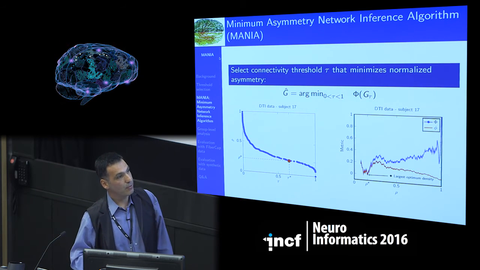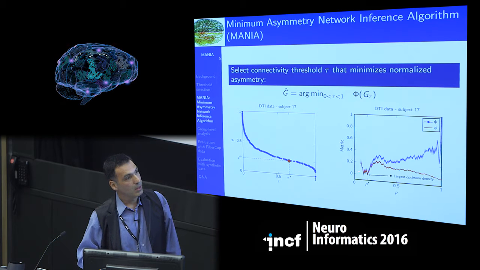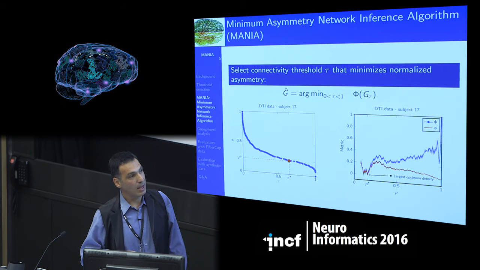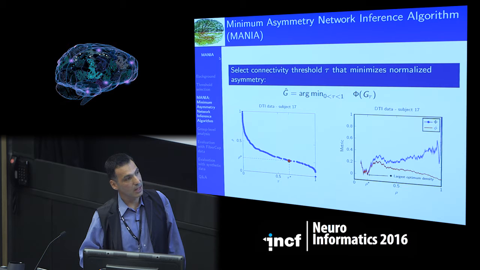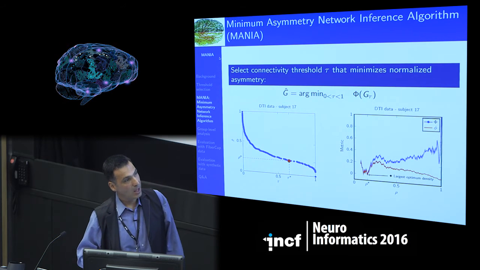So if you look at the graph here at the right, the red curve shows the unnormalized asymmetry ratio, which of course gradually decreases as the density increases. But the blue curve is what we care about. This one shows the normalized asymmetry ratio, and we're trying to find the minimum of this curve, right? The point at which the network is as symmetric as possible. And that is essentially the threshold that we use.